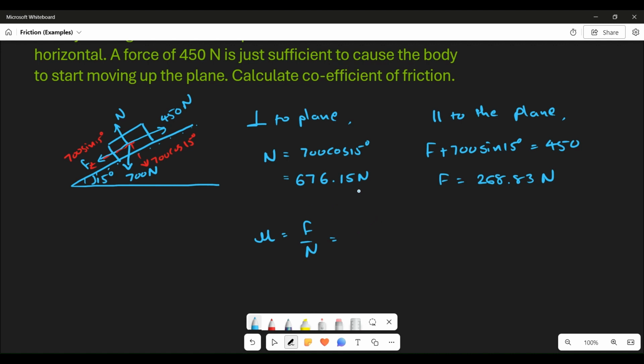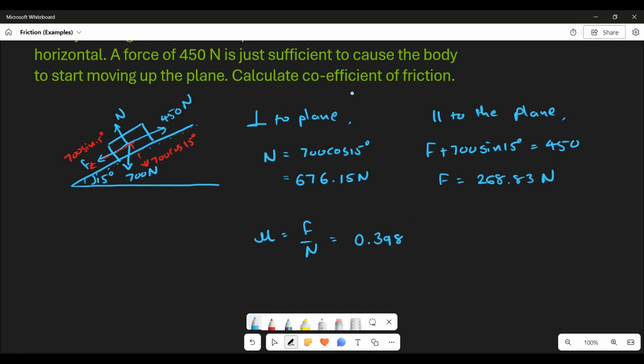Now we know that mu, the coefficient of friction, the formula for mu is F by N, right? So you will simply do F, 268.83, by N, that is 676.15, and we will get mu as 0.398. This is your coefficient of friction.